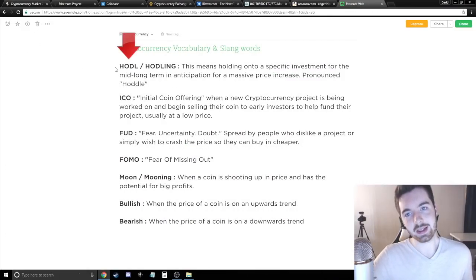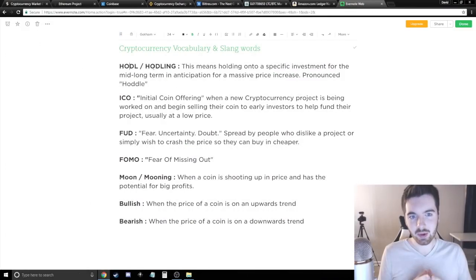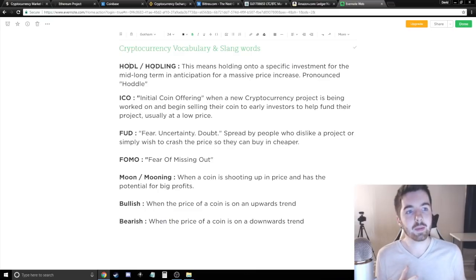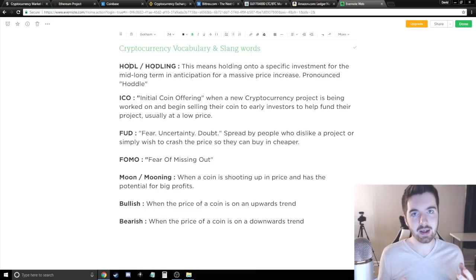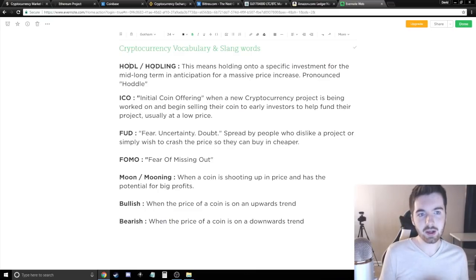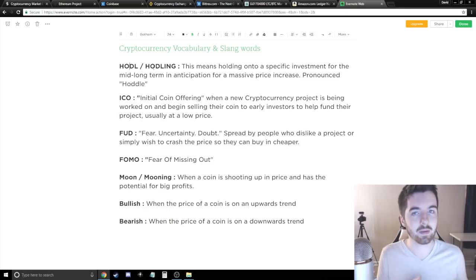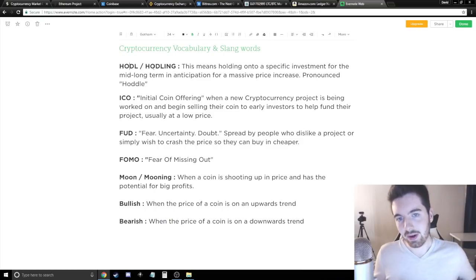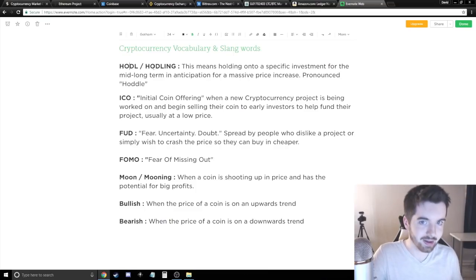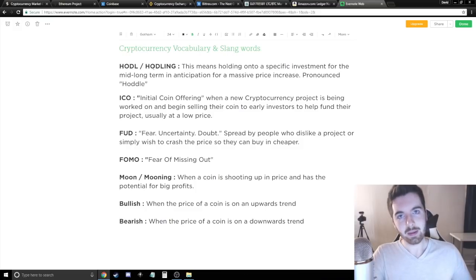The first one here is hodl or hodling. What it means is that you're holding on to a specific coin in hopes that in the mid to long term you're going to get a massive price increase and make massive profits. You'll definitely hear that word a lot if you're watching cryptocurrency YouTube videos or doing research on forums and stuff like that. You'll hear that somebody is hodling, and that's what it means. It just pretty much means holding.